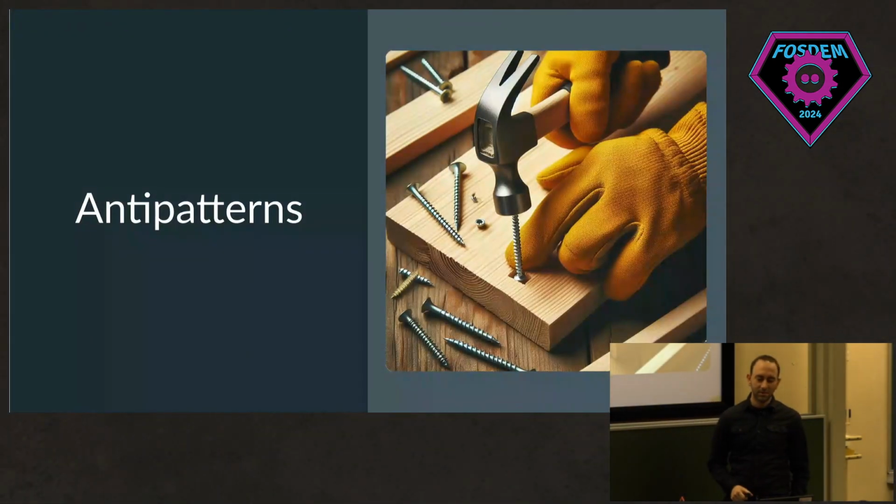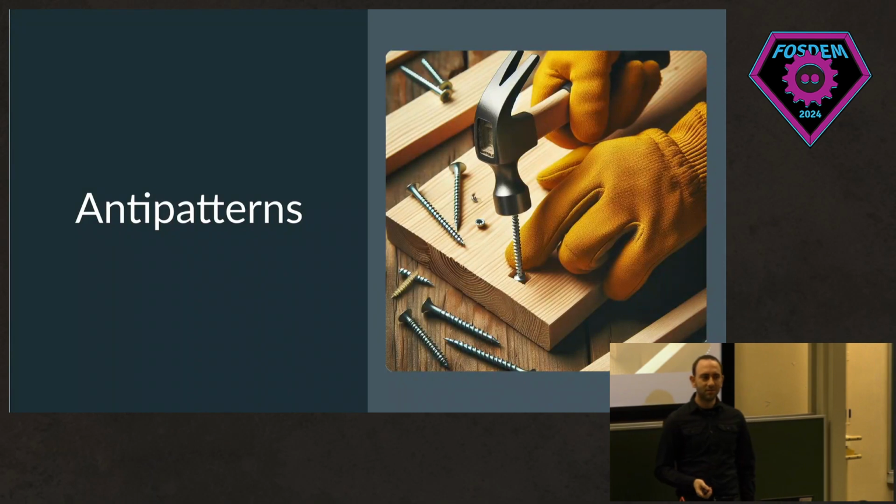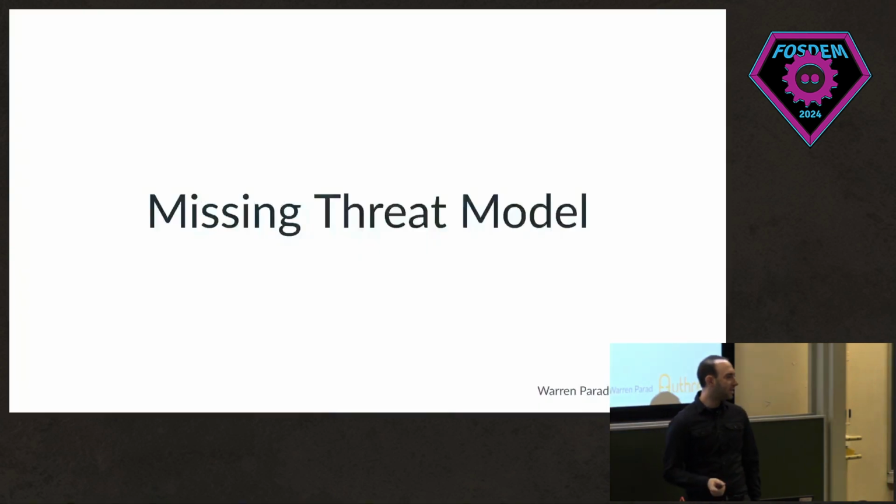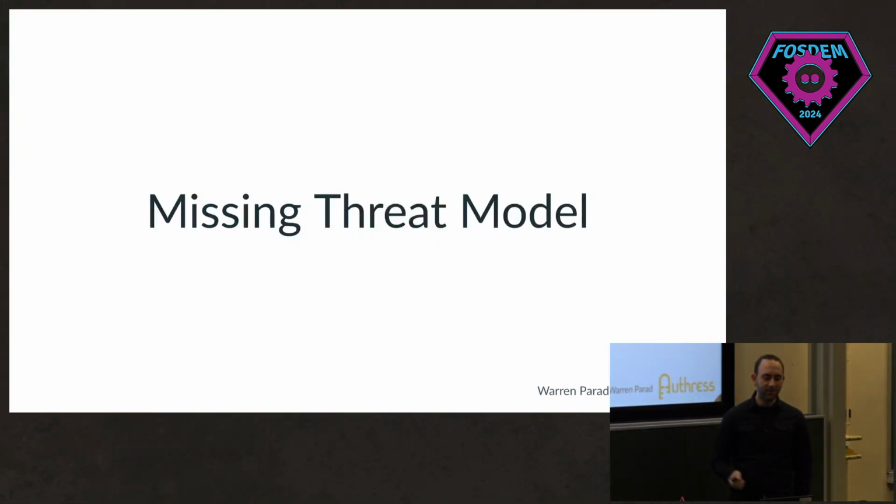And when it does, we need to really understand what we're doing. So let's take a look at some things not to do. The first one is missing our threat model. I think I've said this enough. If we don't have a threat model, then we don't know what we're building is sufficient, useful, or even relevant. It's probably even harmful.